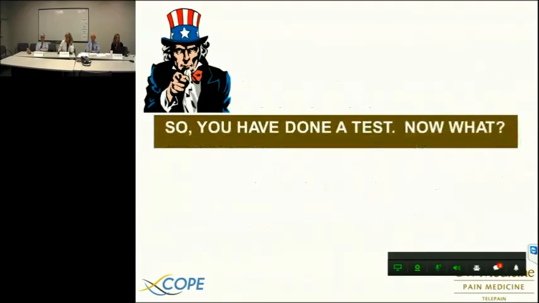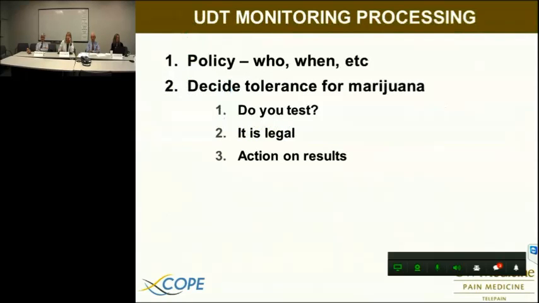So you've done a test, and you've gotten your results, and now you have to decide what you're going to do and what you're going to tell a patient. So you go back to your policy. What does your policy say? Who are you doing testing on? How are you doing testing? I think we all need to think about marijuana, and are you going to allow your patients to be on it? Are you going to test for it? It is legal. It can be used recreationally. And what actions are you going to take on those results?